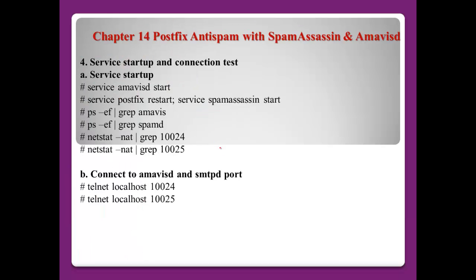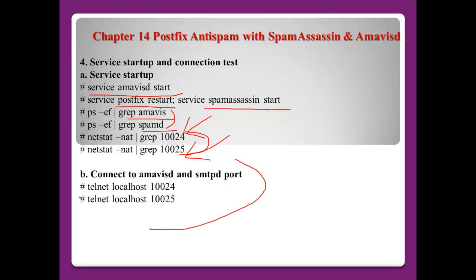Okay, and after that, let's start the service. First one, amavisd start, and after that, postfix start, and after that, SpamAssassin start. And after that, please check the process using this one, amavisd and the spam. And please don't forget to check the port numbers 10024 and 10025. And after that, if you want to test, please access this port number. Localhost 10024 will be this one with amavisd, and this one will be the SMTP.